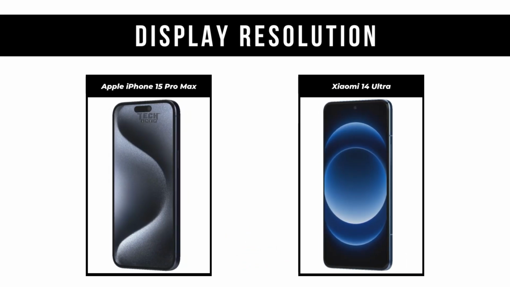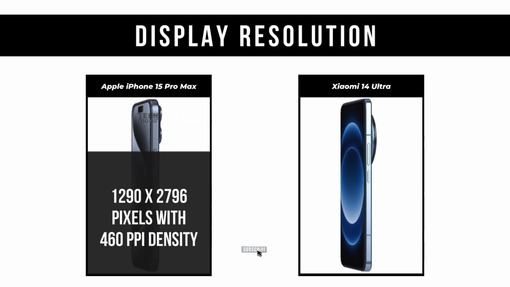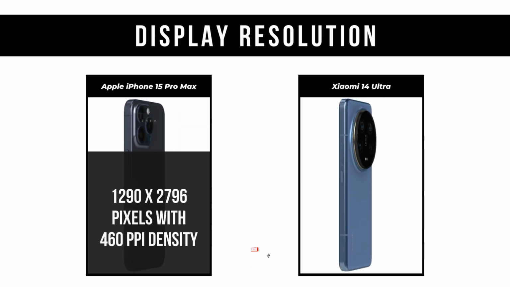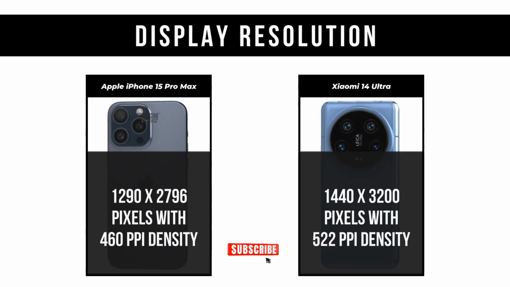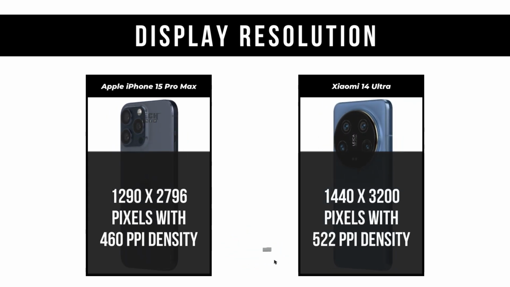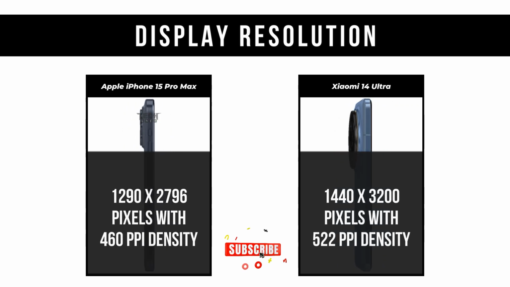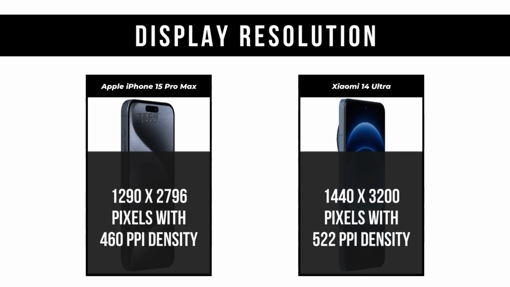Display resolution. Apple iPhone 15 Pro Max is 1290 into 2796 pixels, with 460 ppi density. Xiaomi 14 Ultra is 1440 into 3200 pixels, with 522 ppi density.